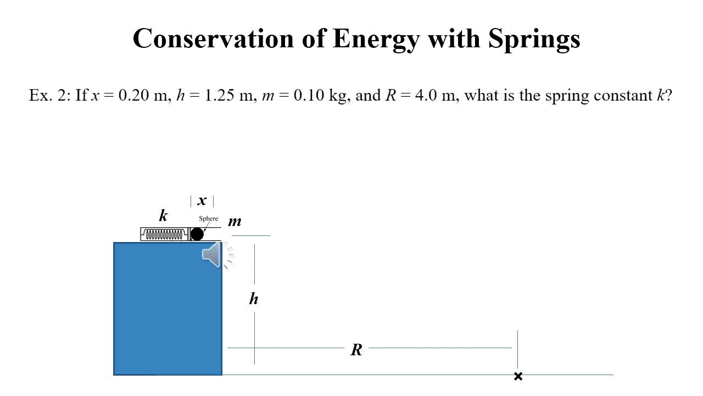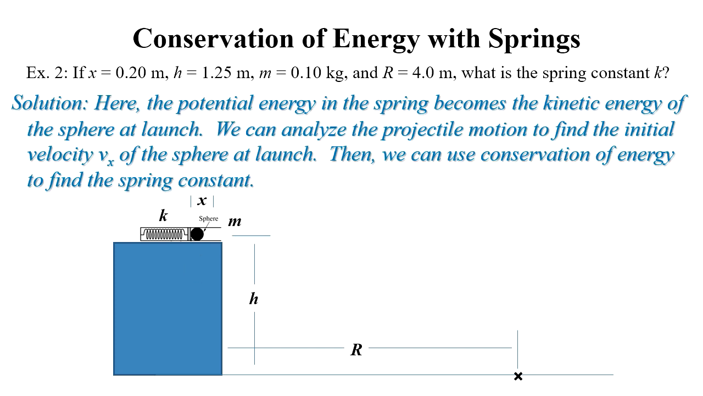If you wish, you can pause the video and try to solve this for yourself, or we can just talk through it together. Here, the potential energy in the spring will become the kinetic energy of the sphere at launch. We can analyze the projectile motion to find the initial velocity of the sphere at launch. And from that, we can use conservation of energy to find the spring constant.